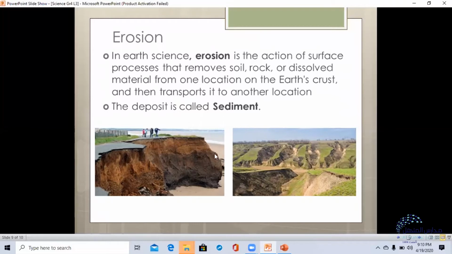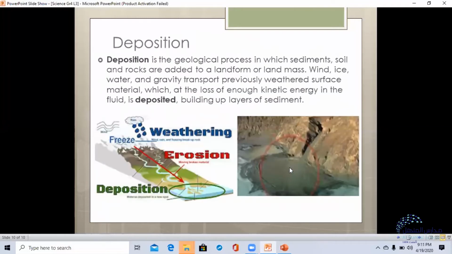In these 2 pictures, we can see that there was a lot of erosion due to water that washed away the soil. And this you can see clearly on the hillside, that the soil has been eroded away from the surface. And the deposit is called sediment. So deposition is actually the deposit.